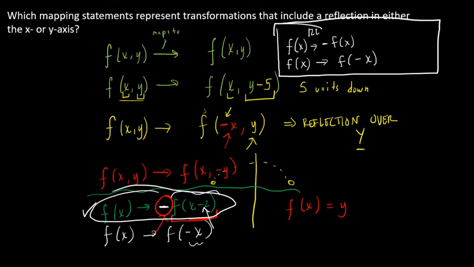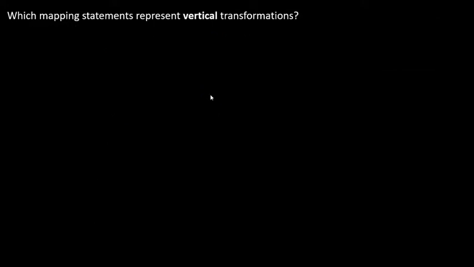Okay, those are both going to be cases where we see reflections. All right, let's move forward. So next they ask you which mapping statements represent vertical transformations. Which mapping statements represent vertical transformations?